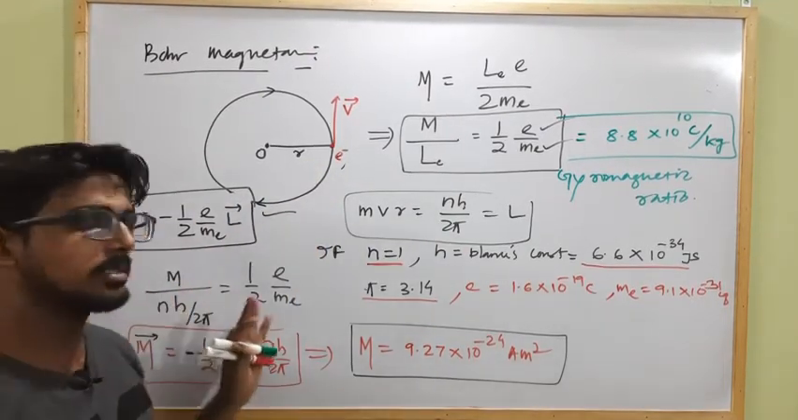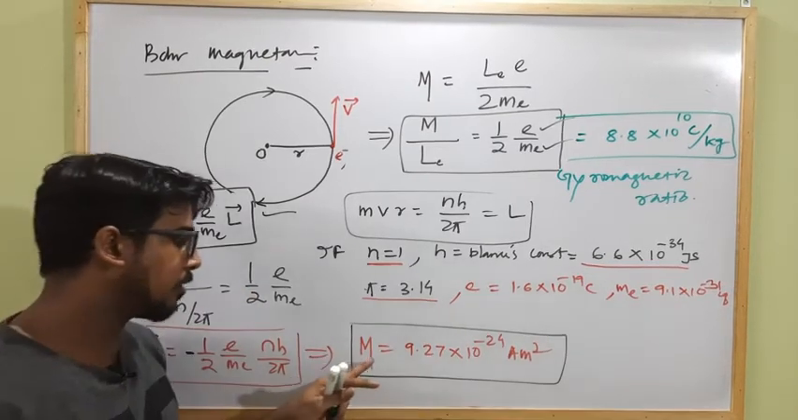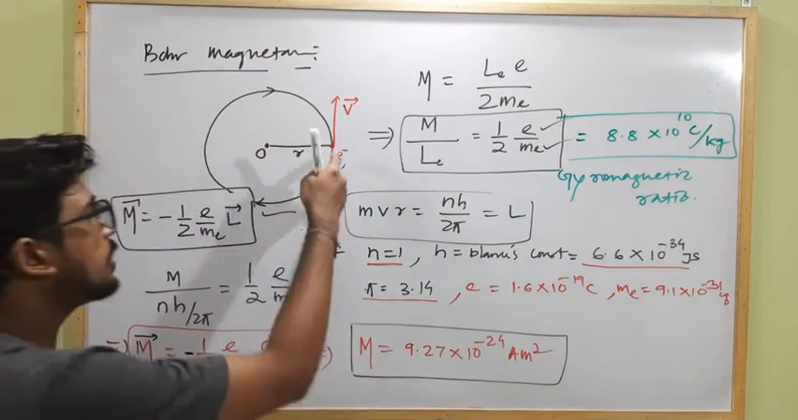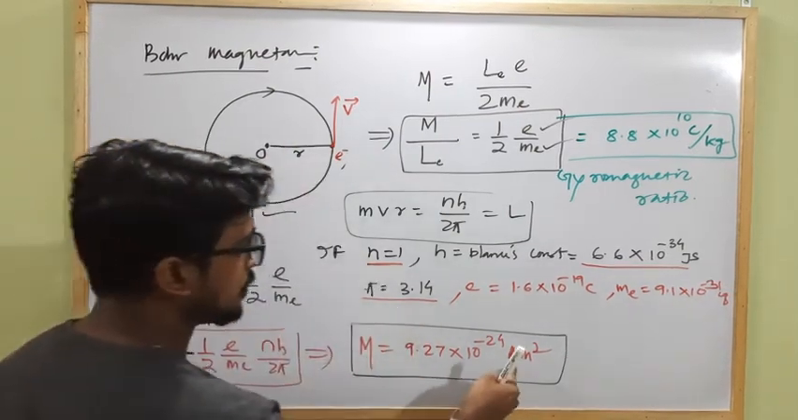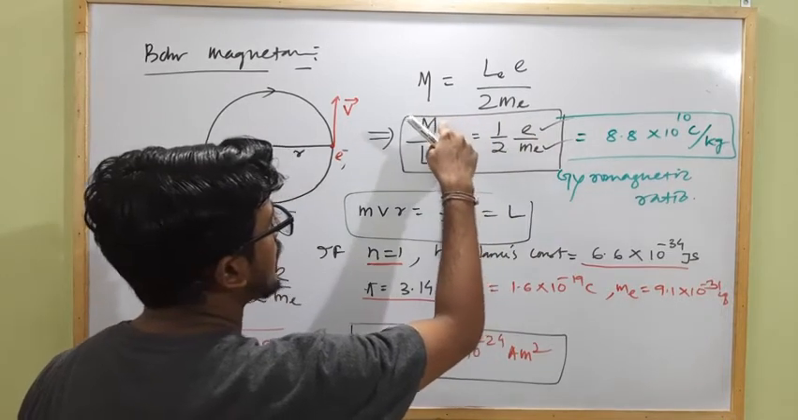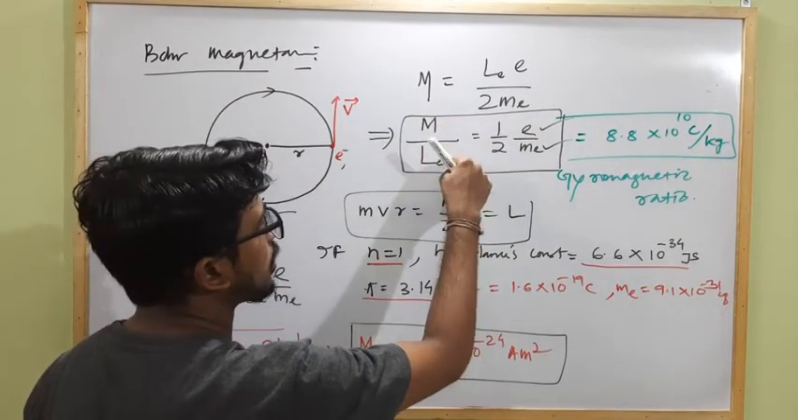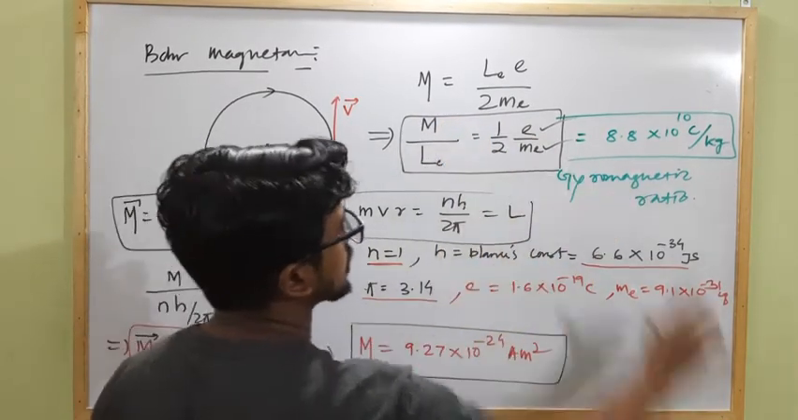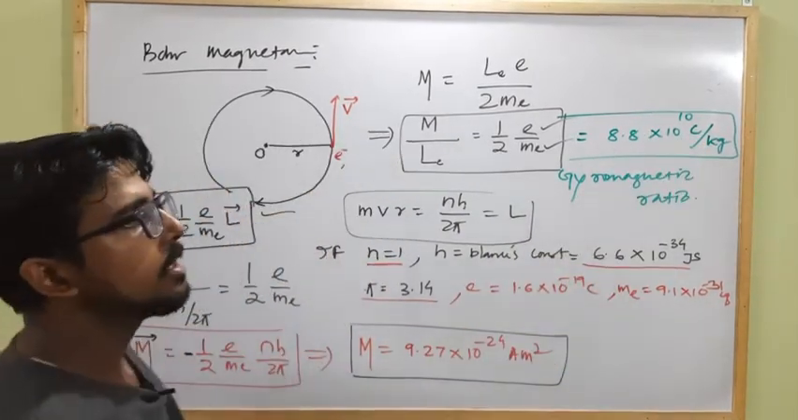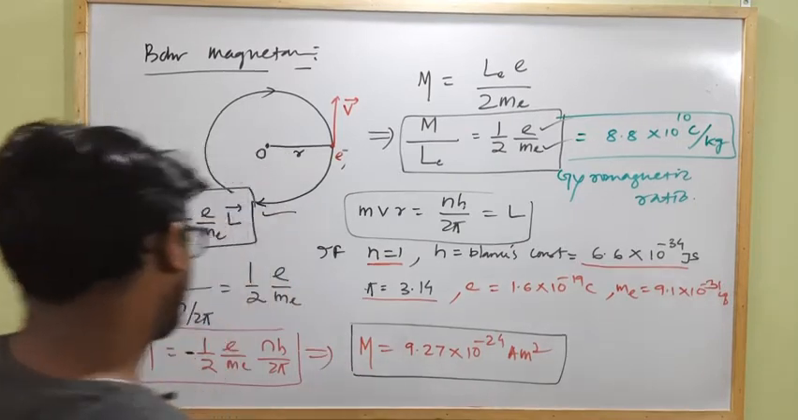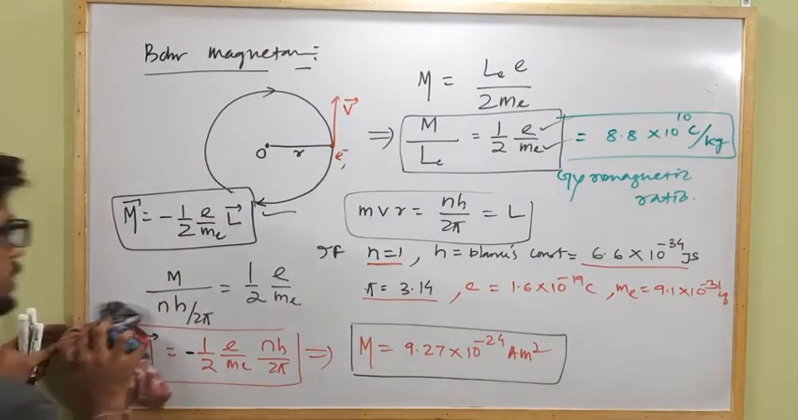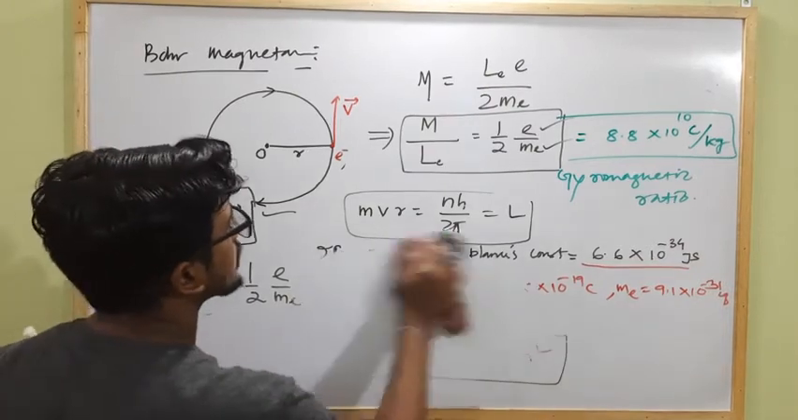Clear? This concept is known as the Bohr magneton, where the magnetic dipole moment of the circular path in which a free electron is moving is this much. The ratio of the magnetic dipole moment of the free electron to the angular momentum of the free electron, which is half the specific charge, is known as the gyromagnetic ratio, and the value is 8.8 × 10^10 coulomb per kg. Clear? So now let's discuss some interesting numericals based upon this relation.